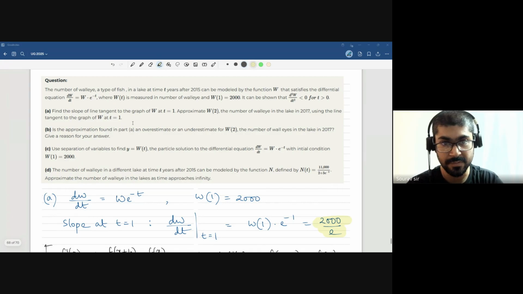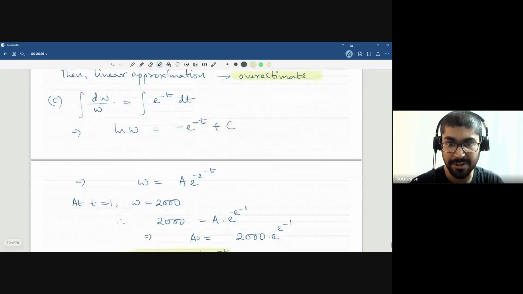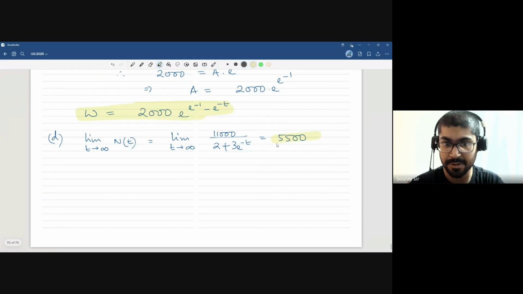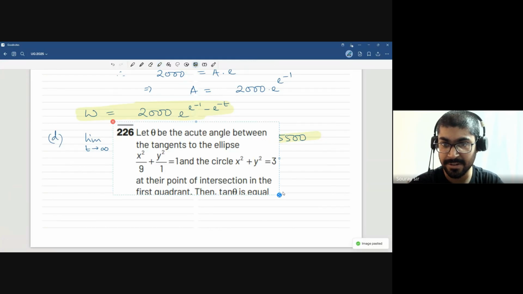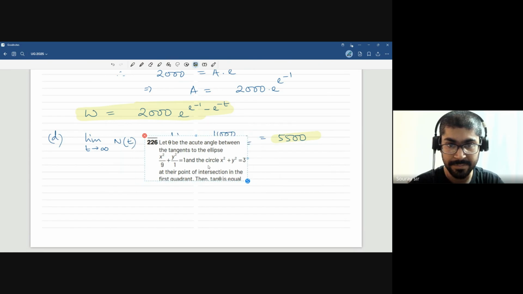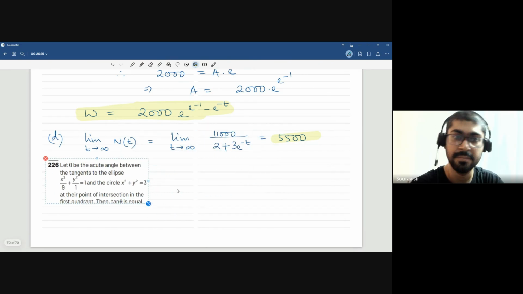Now, let us move from derivatives to coordinate geometry. But there will be a bit of derivatives here as well, so that you do not feel lost in the transition. This is a question. A little bit got cut off.